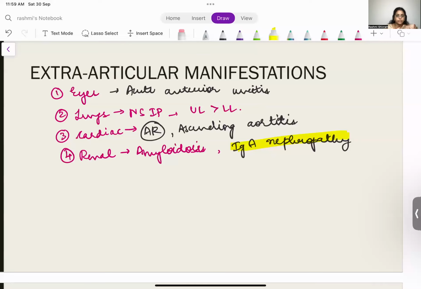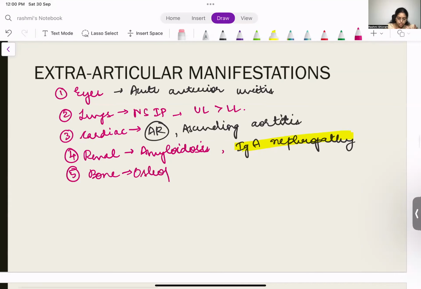Okay, so the ocular involvement, lungs involvement, cardiac involvement, and the renal involvement we have seen. Now, next one will be bone. You have seen the articular manifestations, but apart from that, what else will the patient have? Can also have osteoporosis. You may think because of this repeated inflammation, calcification is happening and there is more bone, but no, the patient is osteoporotic. The patient's bones will be osteoporotic.